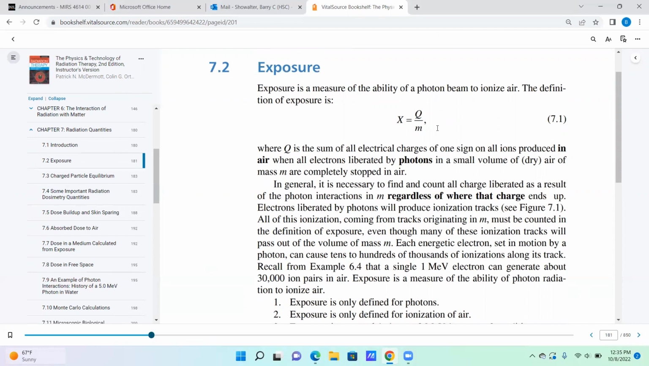How do you quantify that? The exposure is equal to the sum of all electrical charges of one sign on all ions produced in air, wherein all electrons liberated by photons in a small amount of dry air of mass m are completely stopped in air. That's a lot to say, so let's go over it again. X is equal to Q over M. Q is the sum of all electrical charges of one sign on all ions produced in air when all electrons liberated by photons in a small volume of dry air of mass m are completely stopped in air.